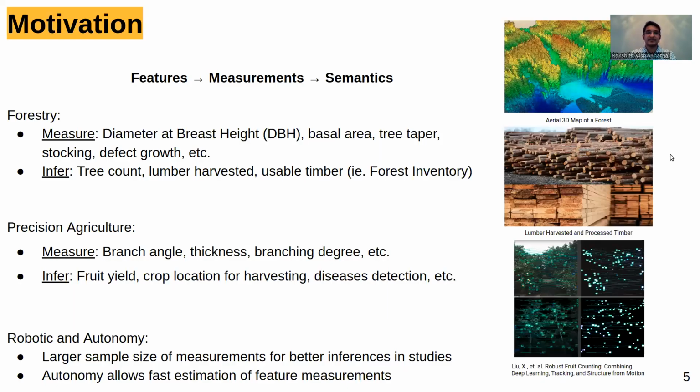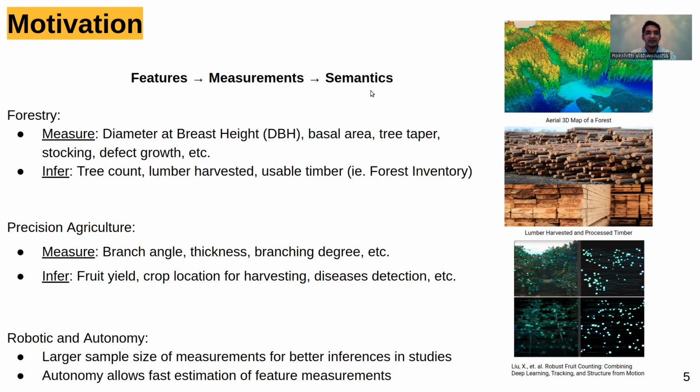Before I started this thesis, the motivation behind it was that irrespective of what domain you are working in or what domain we are applying tree mapping to, there are a set of features that are of interest in that particular domain. From those features, we collect some kind of measurements. Based on those measurements, we perform inference and obtain some kind of information or semantics. The domains in which we collect these features in the case of tree mapping would be forestry and precision agriculture, as I mentioned.